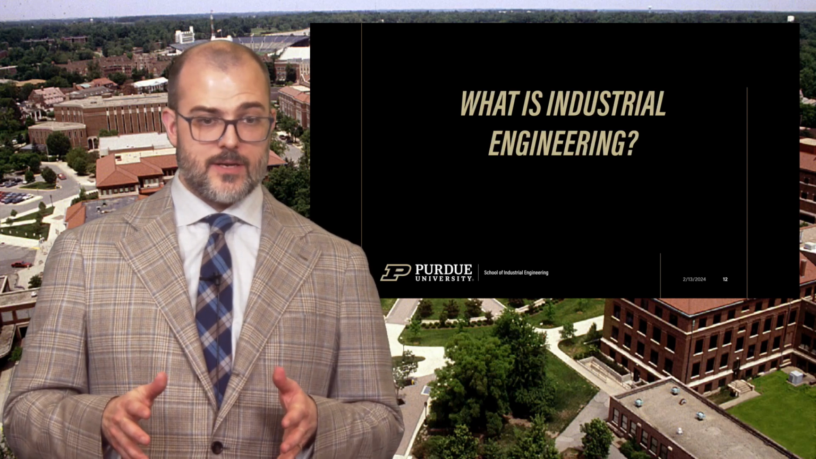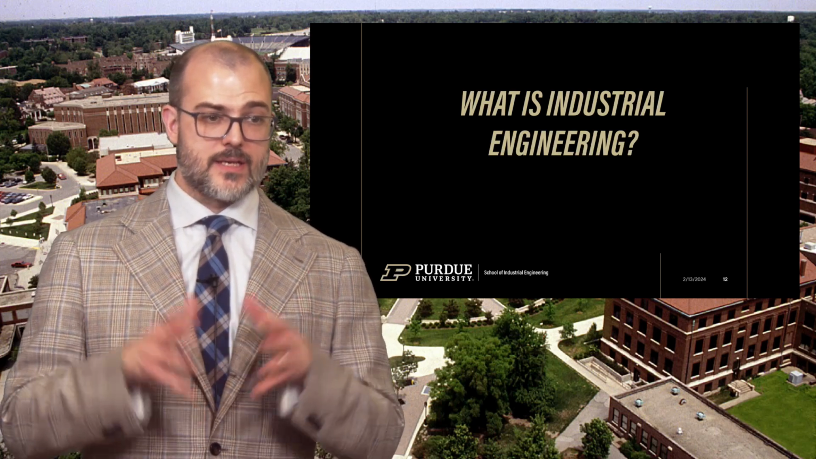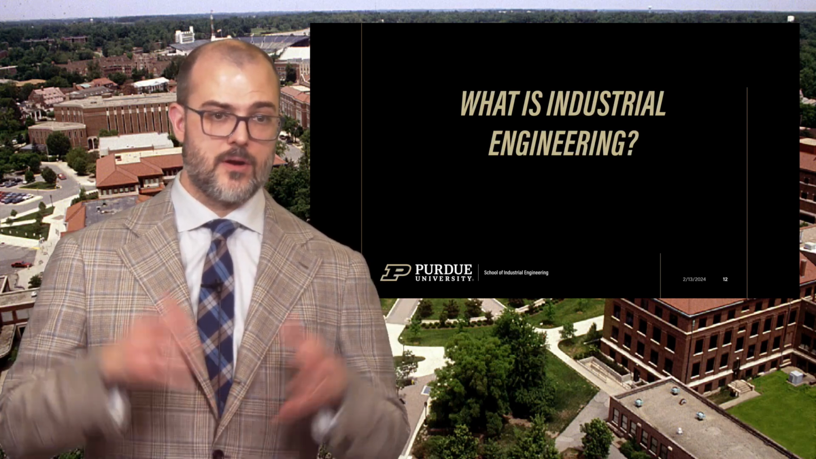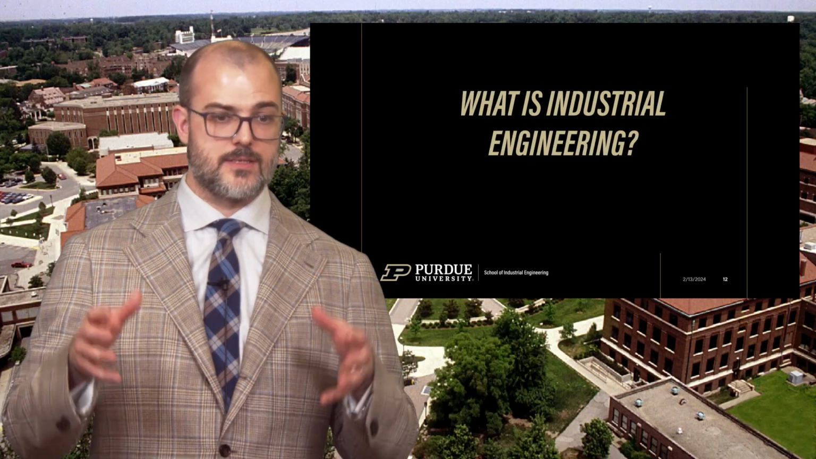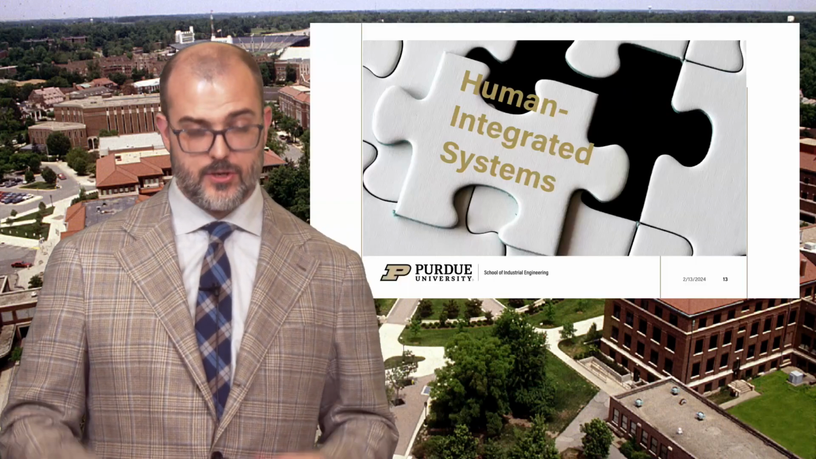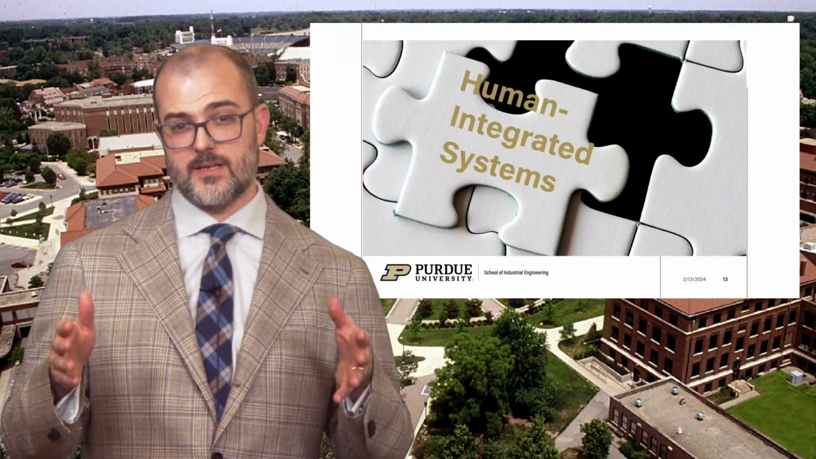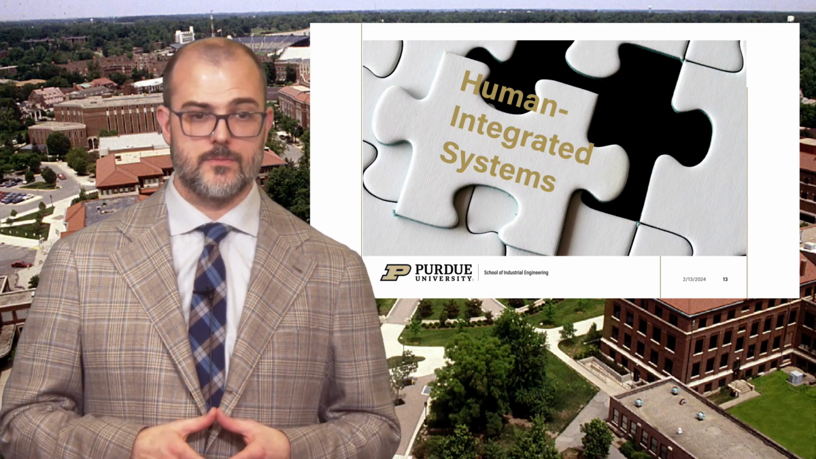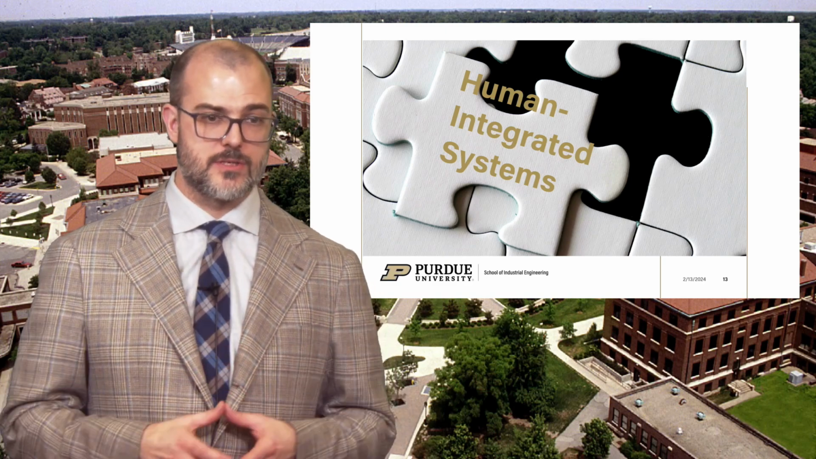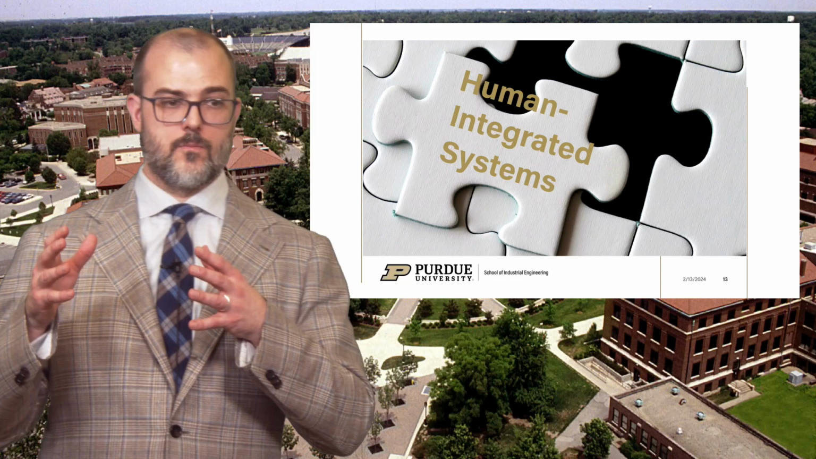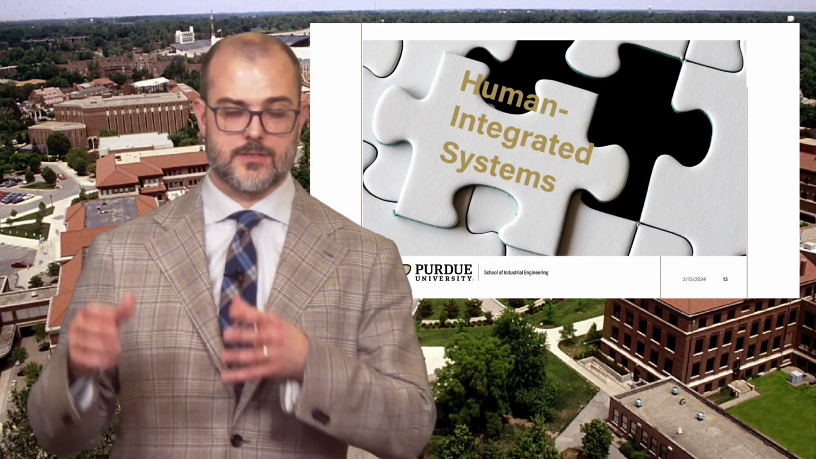An easier way to think about industrial engineering is that we exist in every industry. And so part of industrial engineering is the concept of designing elements of industry, which, another way of thinking about it, is as a human integrated system. So a manufacturing system is a human integrated system. A warehouse is a human integrated system.